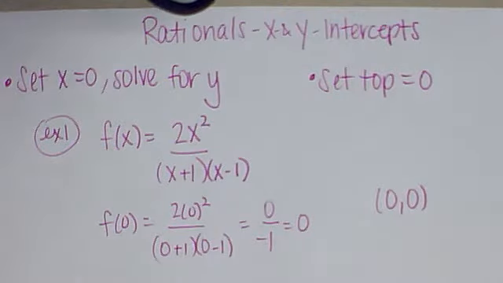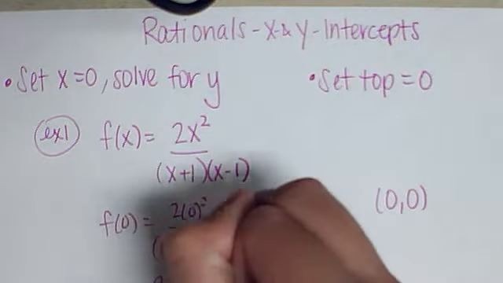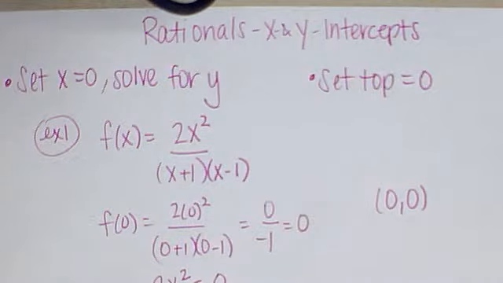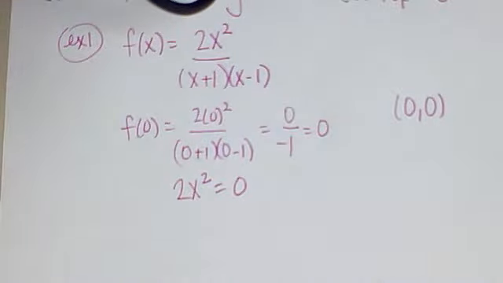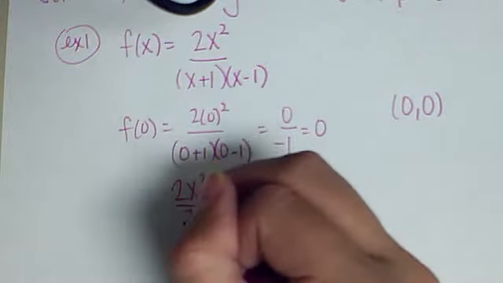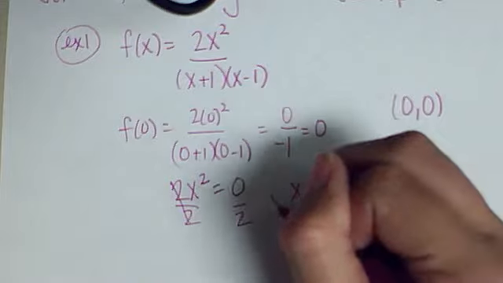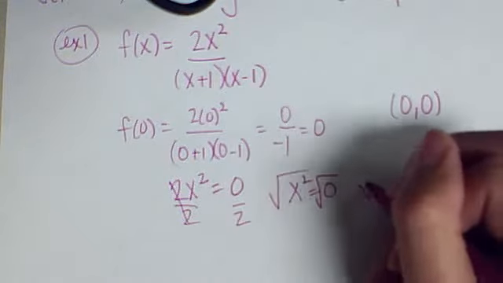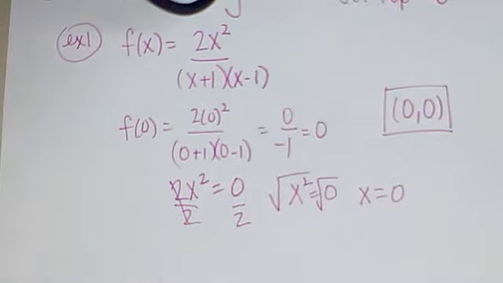To get our x-intercepts, we're going to set the top equal to 0. So 2x squared equals 0. I'm sorry, I misspoke earlier, that's actually how you get your x-intercepts. 2x squared equal to 0. That's just the top. Solve, so divide both sides by 2. X squared equals 0. Square root, to get rid of the squared, means x equals 0. And again, the intercept is 0, 0. That's all there is to that.